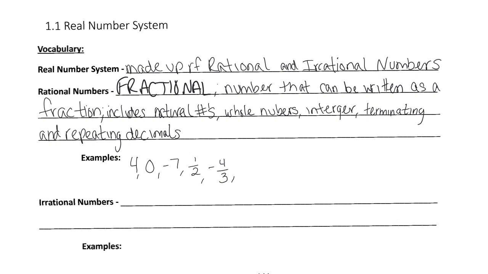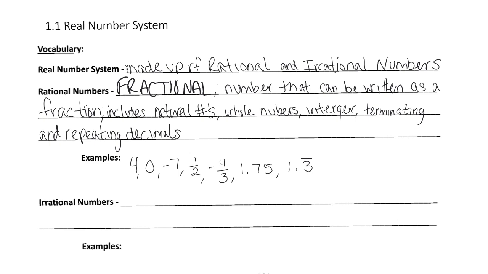But then we talked about terminating decimals. Terminating decimals are decimals that end, like 1.75. It has an ending place. Repeating decimals are those that don't go on forever, but they repeat the same thing over and over again, like 1.33333333, or 2/3 as a decimal is 0.66666.